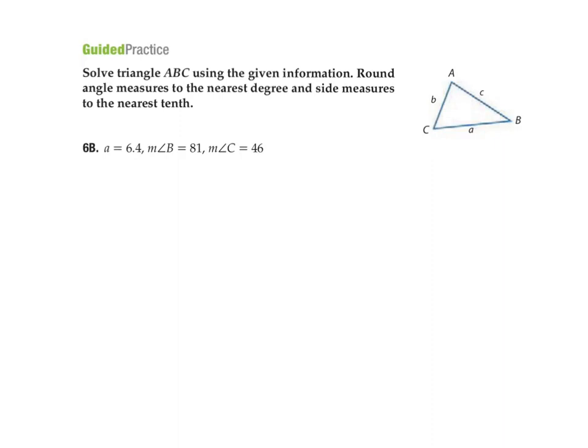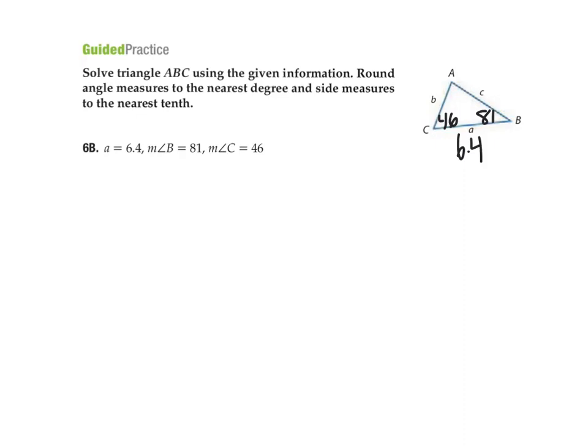All right, so let's talk about the answers here. If you just want to skip ahead in the video to check your answers, you can. I'm going to go ahead and explain this whole problem right now, though. So to start with, I'm going to label the side lengths. They tell us that A is going to be 6.4, the measure of angle B is 81 degrees, and the measure of angle C is 46 degrees.